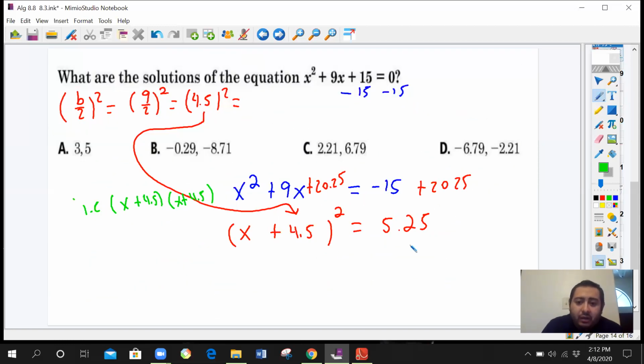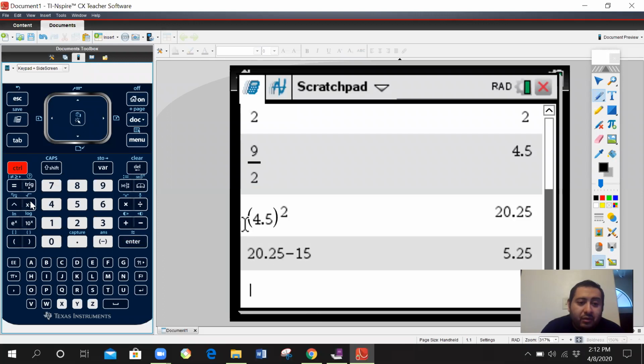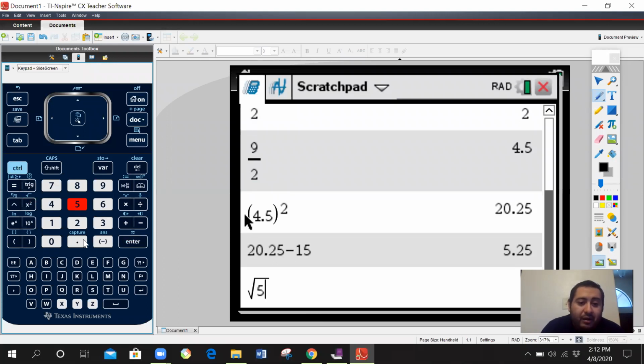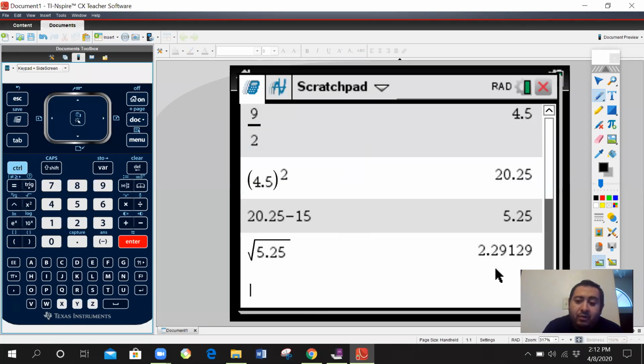All right. So in this case, we already know our next procedures. In order to eliminate a square, we need to square root both sides. That way this and this get eliminated. x plus 4.5 equals plus and minus whatever we get here. So let's use our calculator. The square root of 5.25, enter. We get 2.29.